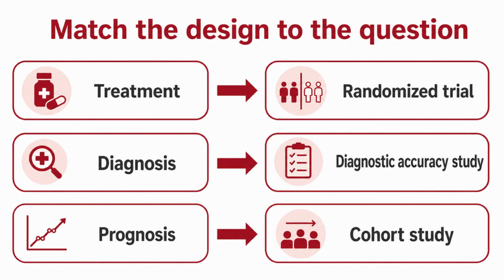Next, match the study design to your clinical question. If you're evaluating a treatment, a randomized controlled trial is often a strong choice. For a diagnosis question, look for a diagnostic accuracy study that compares the test with an appropriate reference standard. For a prognosis question, a cohort study can show what happens to a group of patients over time. Remember, high-quality evidence starts with the right fit, the right study design for the question you're asking.